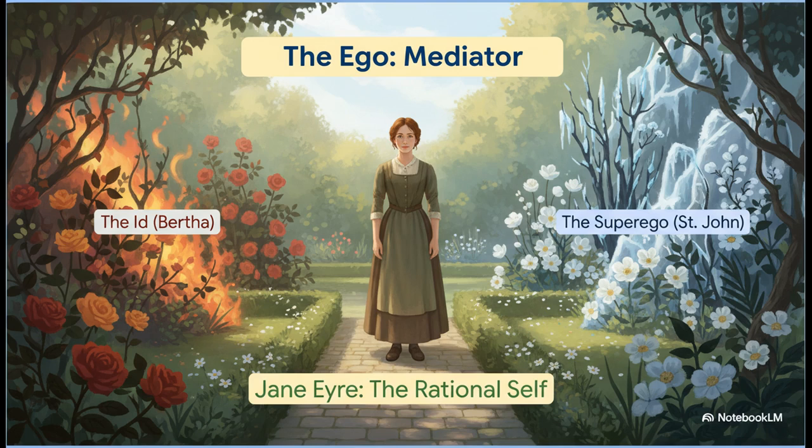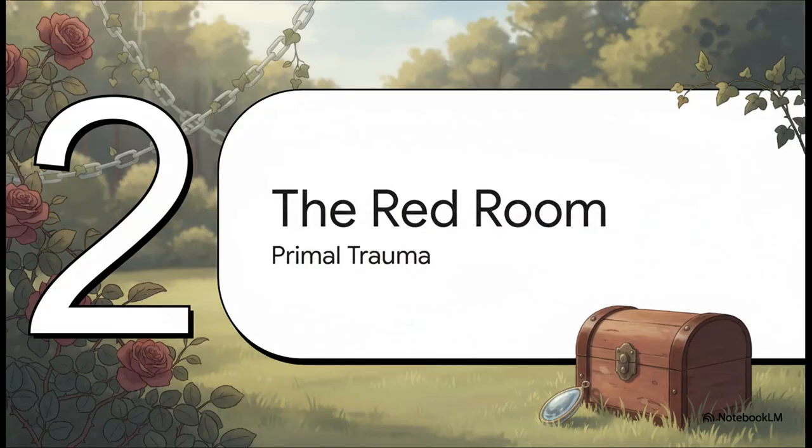And here's the real kicker. She gets it. She understands that if she gives in to pure passion like Bertha, it leads to self-destruction and madness. But if she gives in to pure, cold duty like St. John wants, that's just a loveless, empty life. Her real victory isn't just getting married, it's figuring out how to be a complete person, someone who can have both passion and principles.